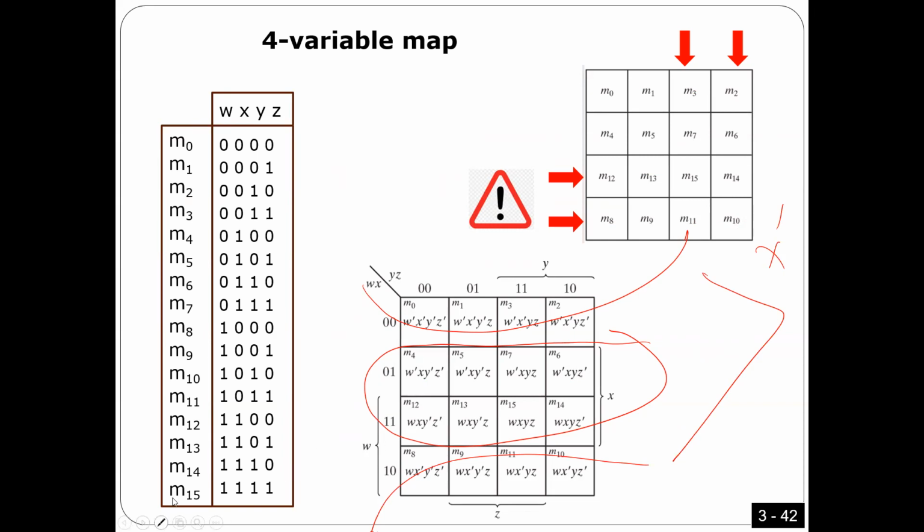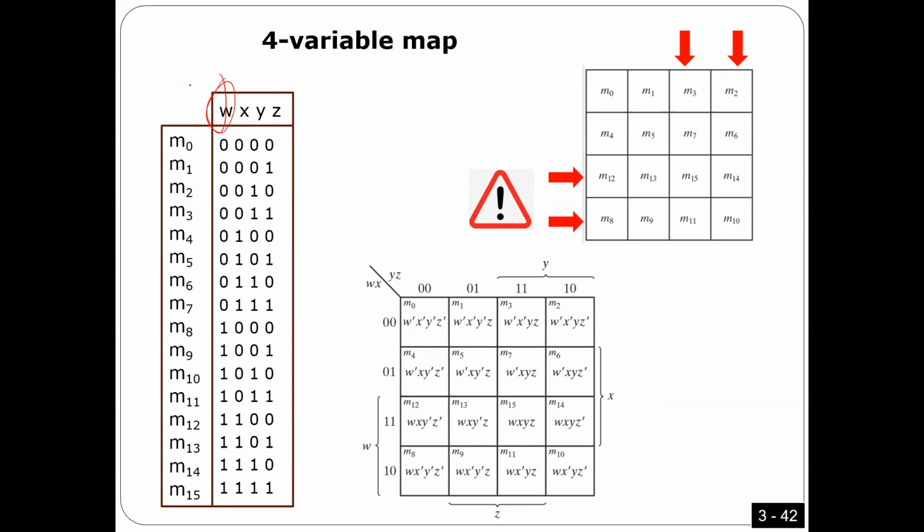For W, we start with W, by the way, okay? So here, W, X, Y, Z, where W is the most significant bit and Z is the least significant bit, okay? So this is the map in this case. If you change the order, if you start with X, Y, Z, W instead of W, X, Y, Z, the map has to change. This map is for this specific case, when W is the most significant and Z is the least significant, and I'm going to try to stick to this all semester.